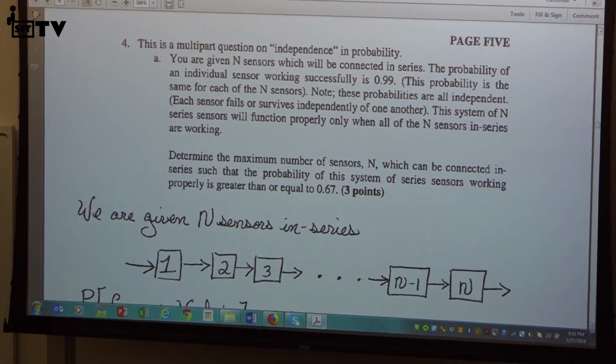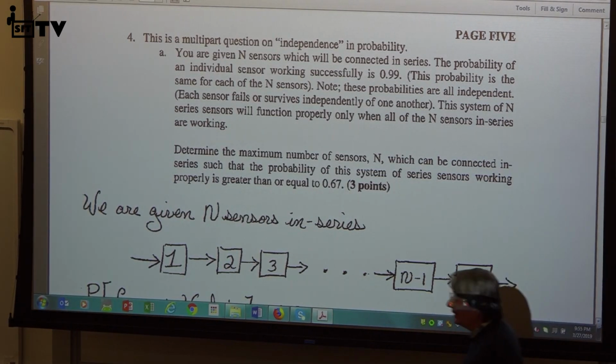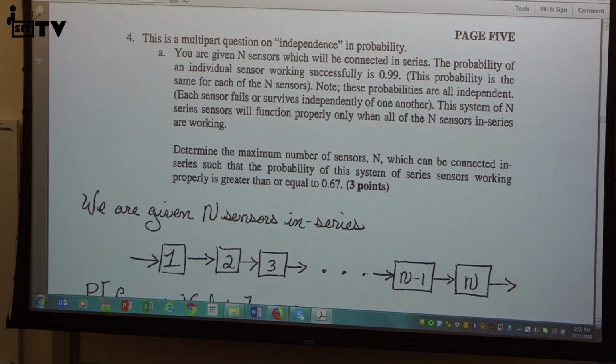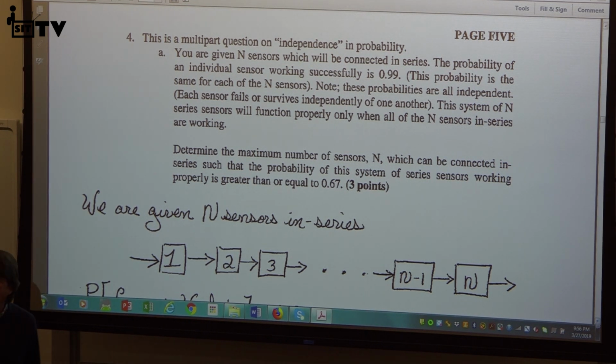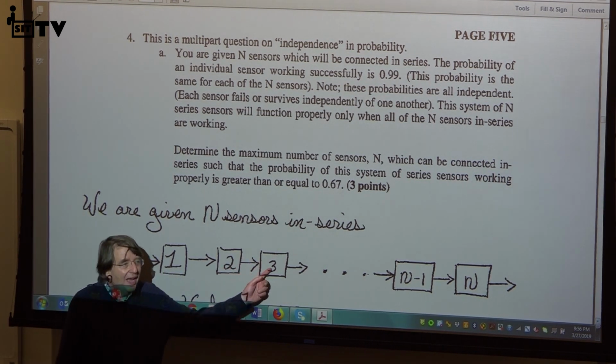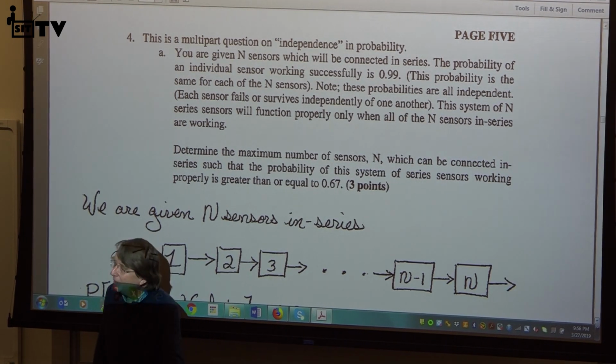Okay, so here. I think this is interesting. At least I think it's interesting, but, you know, I don't have a life. So I think this is just kind of fun to look at. You have n sensors in a row. Now, I tell you, each sensor works with a probability 0.99. How many sensors can I connect in a row, maximum, so that the system has a 0.67 chance of working? Now, you see what's happening here? Every time I add a sensor, I'm actually making the system less reliable.